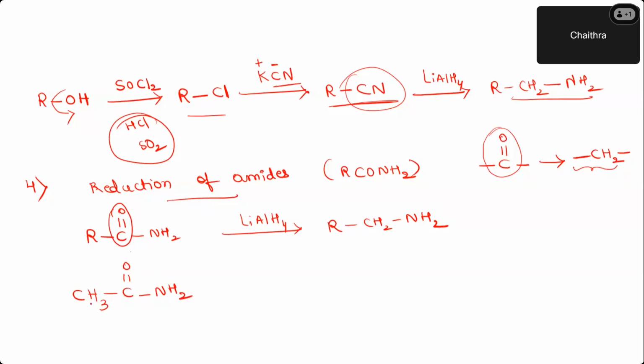Yes. How many carbon atoms are there? Numbering should be done in this way. How many carbon atoms? 2. Can you tell me what this functional group is called? C double bond O NH2, amide. So what is the IUPAC name of this compound? Think and tell me.